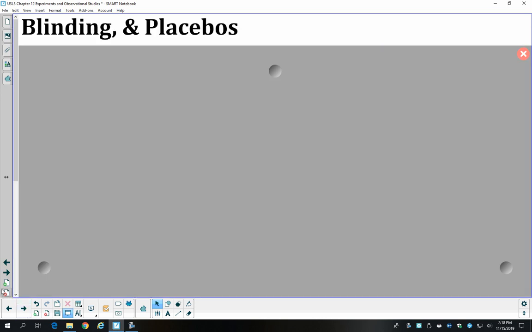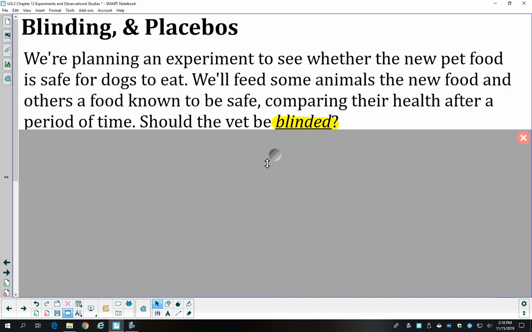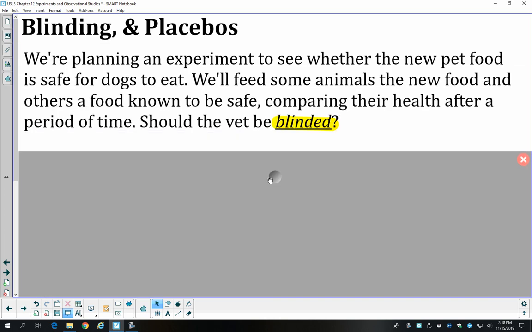So some things that help us in running a quality experiment is blinding, and we can use placebos to do that. So back to our pets, our cats and dogs who are having kidney failure, we want to see if this new brand of pet food is safe for them to eat. And so we'll give some pets the new food and some pets another food that we know is safe. We don't want to give them something that's unhealthy. And so the question here is, should the vet studying the pets or the dogs specifically be blinded?